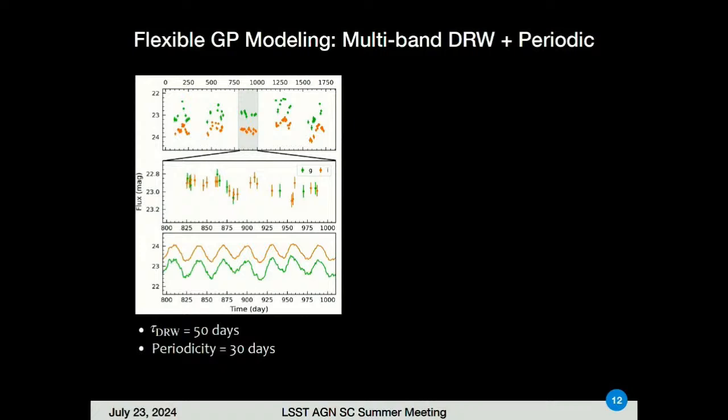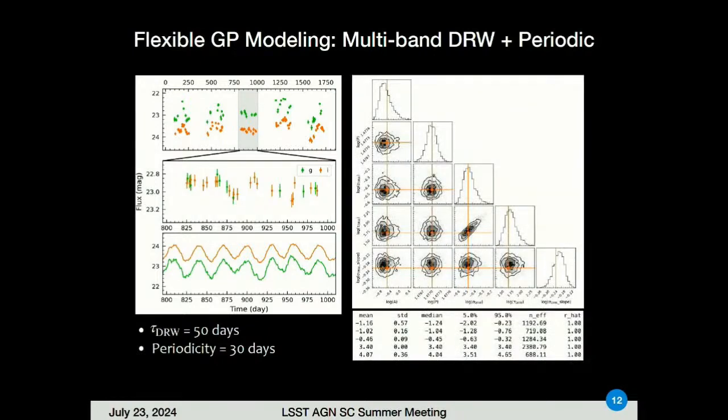Others, people care about periodic signals. I did some similar simulations, adding periodic signals. Again, showing the full light curve tells you that there is a periodic signal, and the DRW is 50 days, the period is 30 days. It's actually very hard to recover those when they are comparable. And it shows that, yeah, we can do that, with a well-mixed MCMC chain.